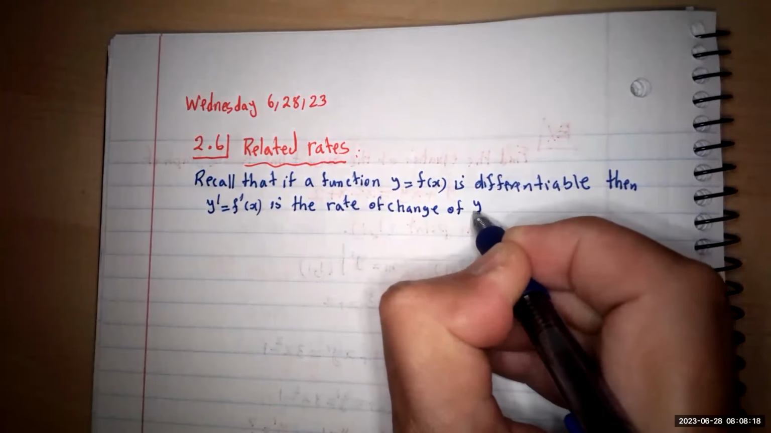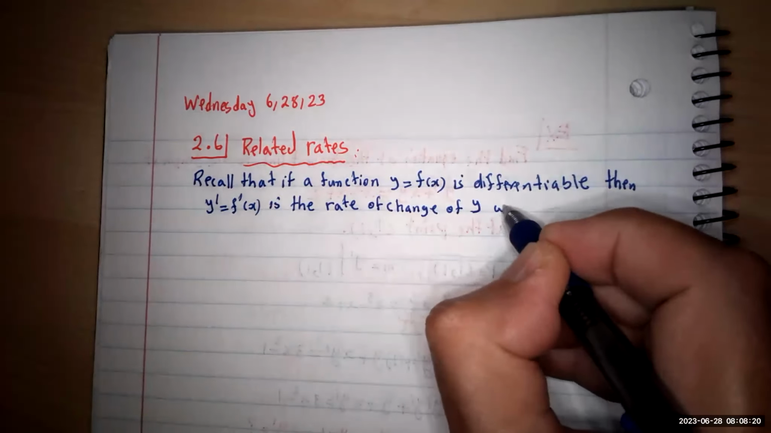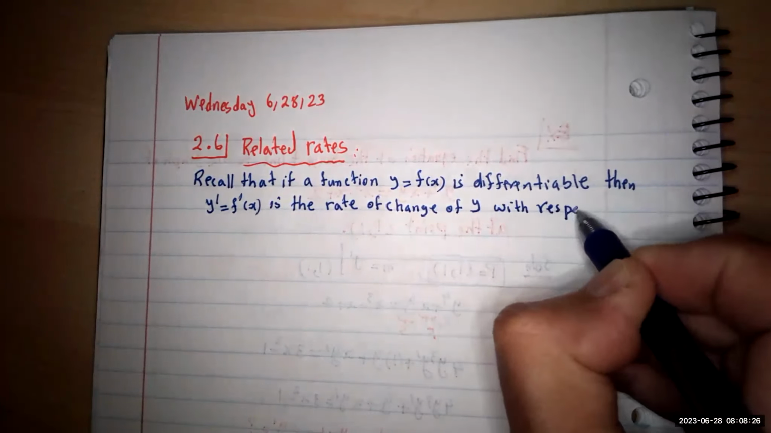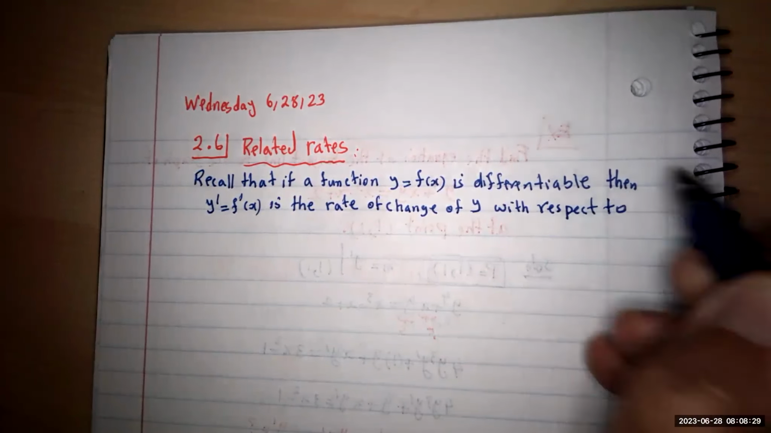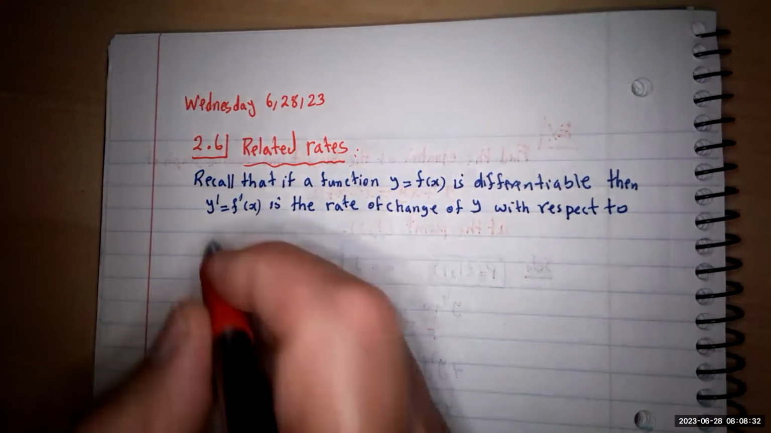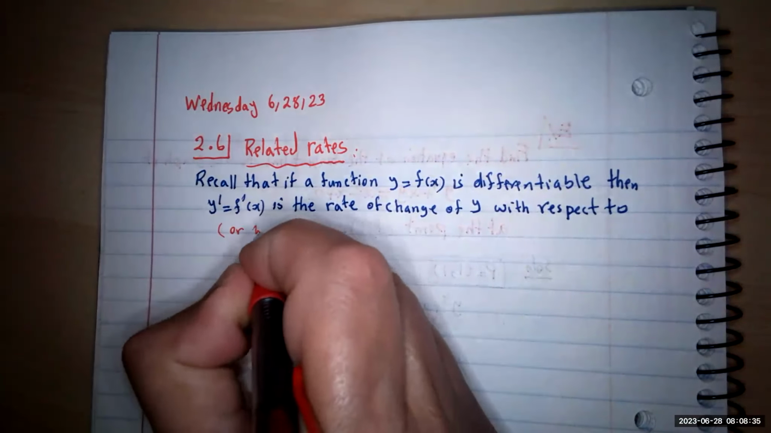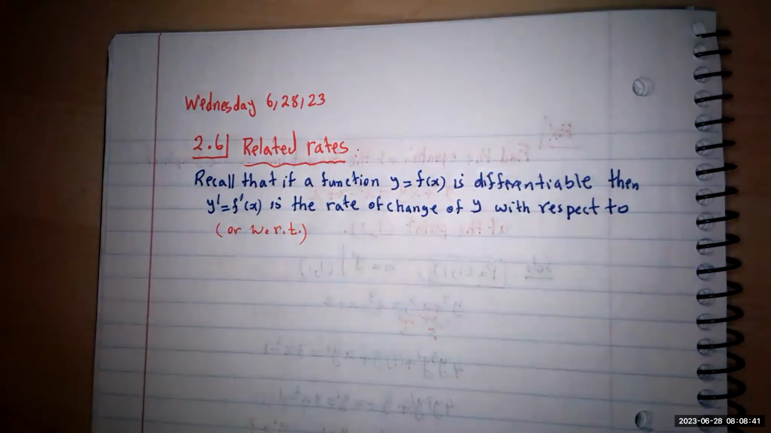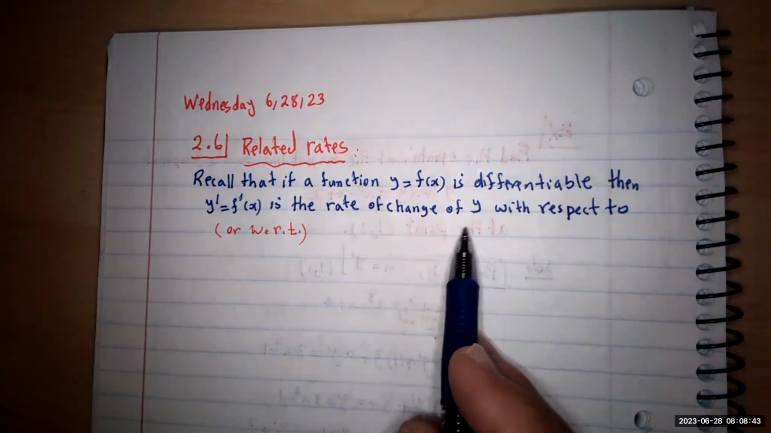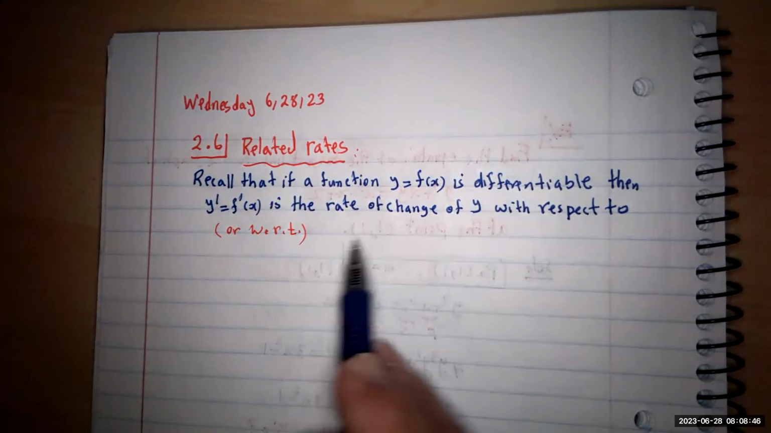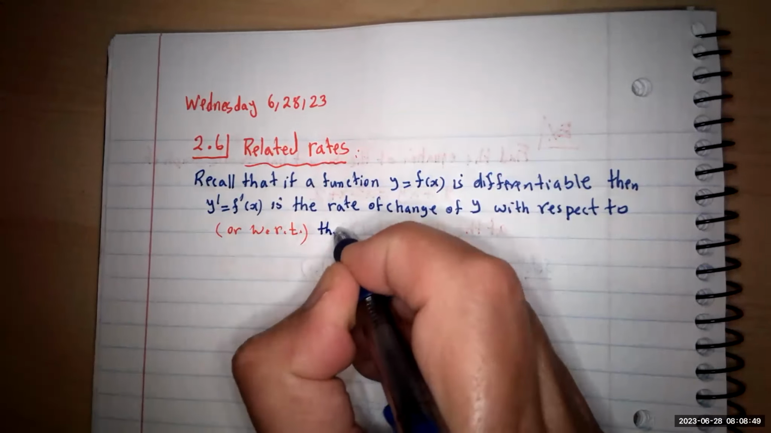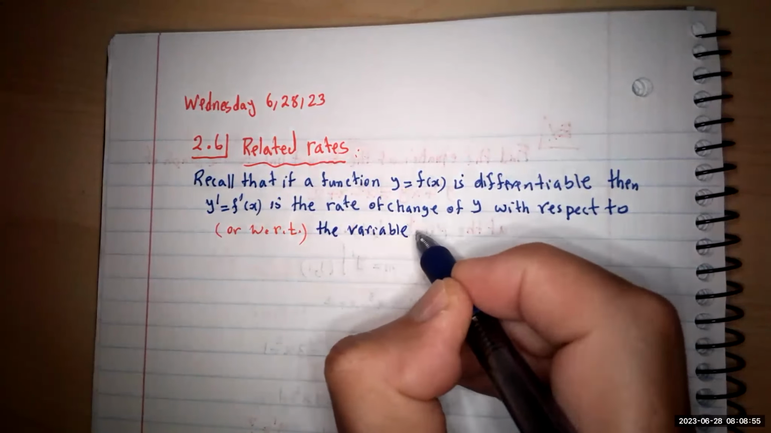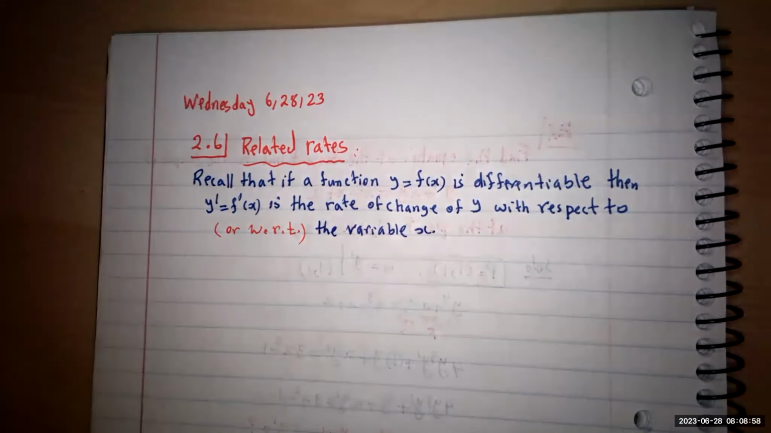It is the rate of change of the variable y, but with respect to that variable. I'm going to use this expression quite a lot, so I'm going to abbreviate it from now on: w.r.t., or with respect to. So it's the rate of change of the variable y with respect to the variable x. This is what we've been doing so far.